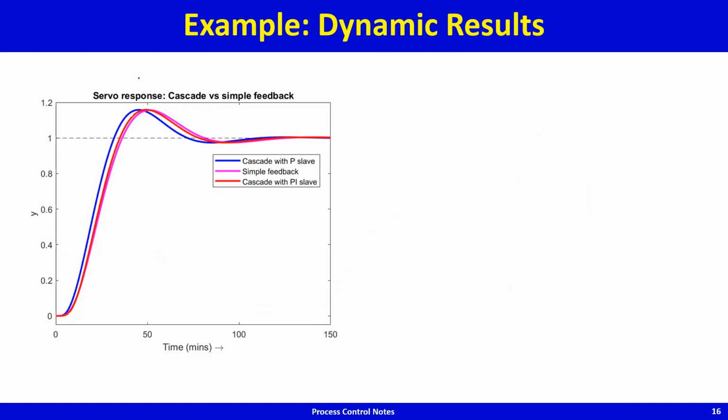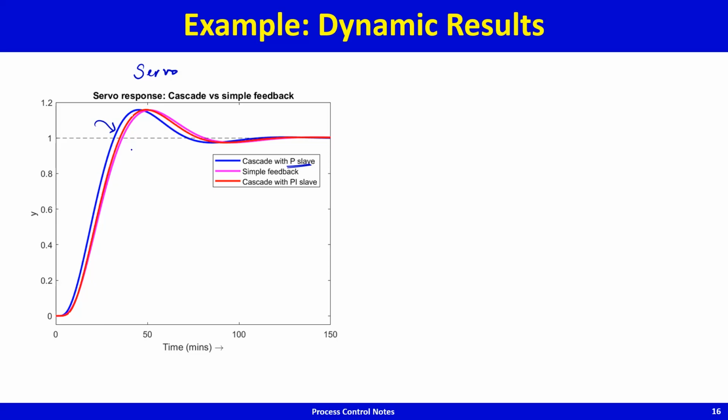So here is the servo response, and you can see this is the cascade controller with the proportional loop as a slave. For this, the Kc was 0.6363, if you remember. The magenta line is simple feedback, the red line is cascade with a PI slave loop, and you can see the red line is only very slightly faster than the magenta line, but not noticeably faster, whereas the blue line is noticeably faster.